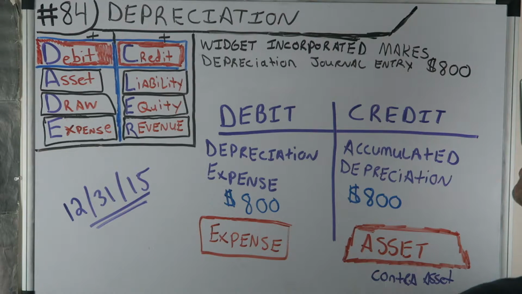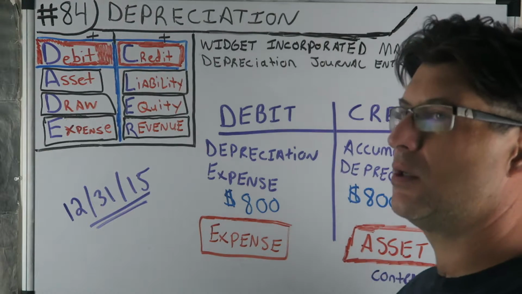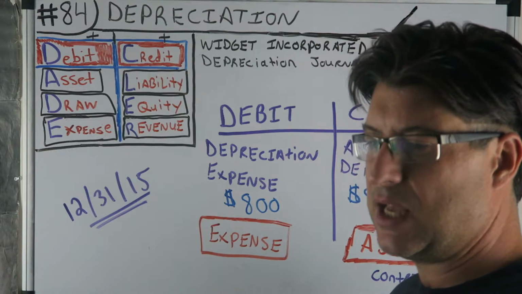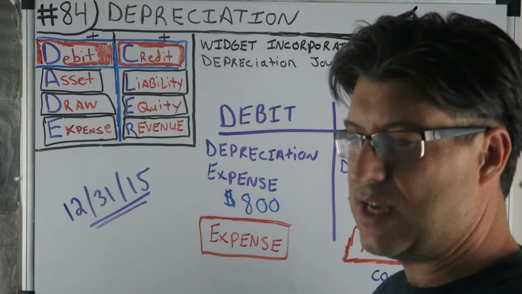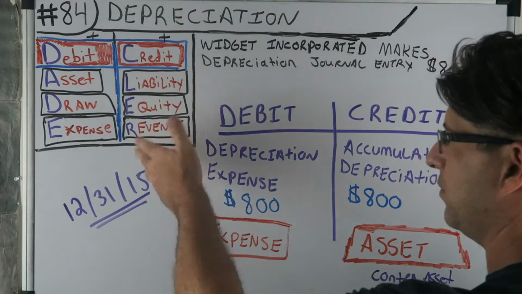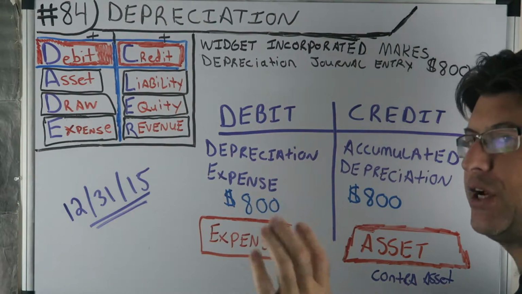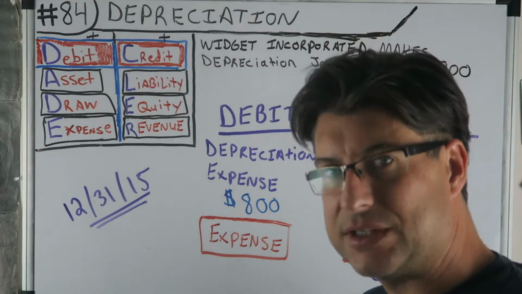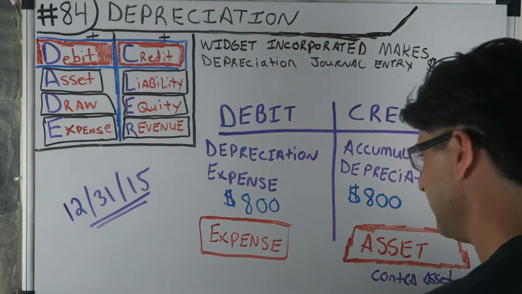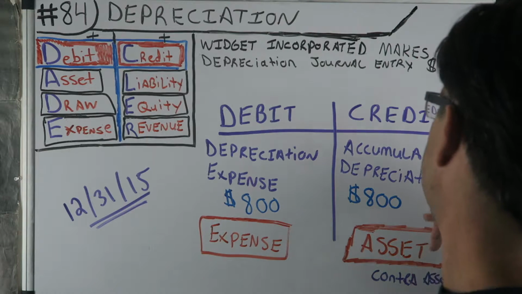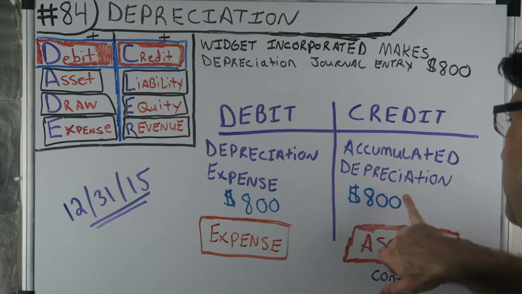Well, we know depreciation, it's depreciation expense, and that's a debit. Expenses are debit in positive form. And then this is a weird one. The credit for depreciation expense is a weird one. It's accumulated depreciation. It's a contra asset. I've gone over it before. So that's going to be the credit, accumulated depreciation, 800.